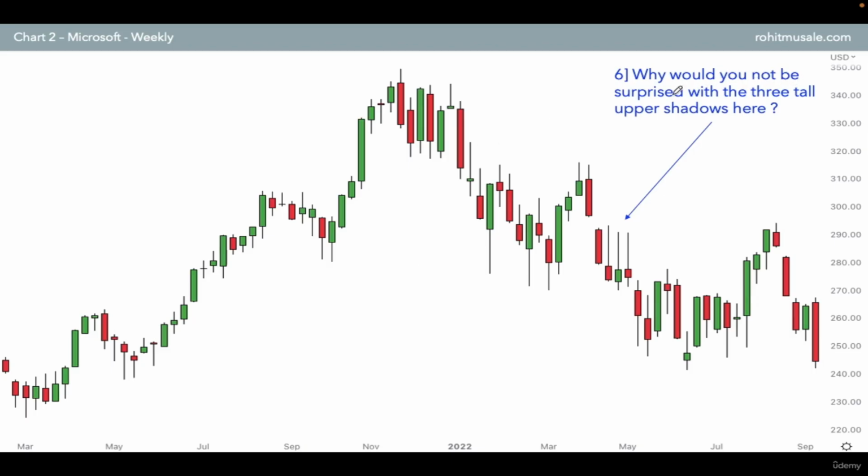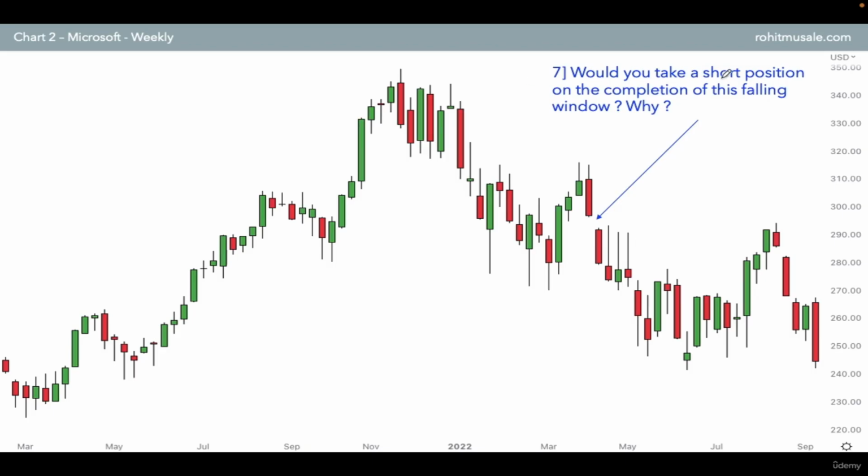Why would you not be surprised with the 3 tall upper shadows here? So obviously you have a falling window here, which is a very strong resistance. And these 3 tall upper shadows are confirming the bearish implication of that falling window. So none of these candles is able to close or even cross the falling window. So I would not be surprised to see these long upper shadows here.